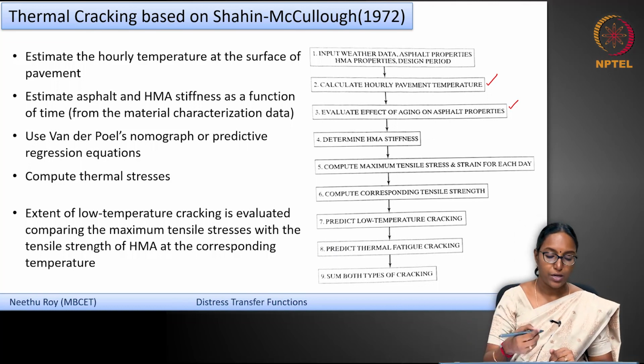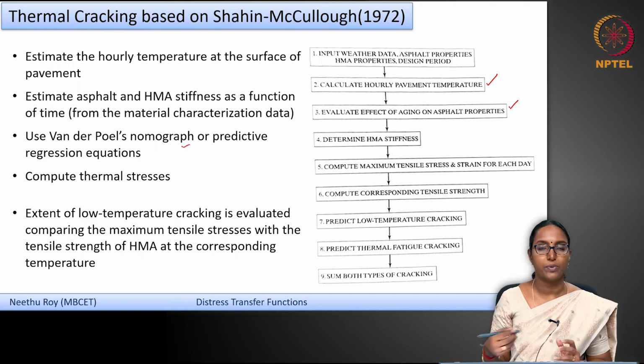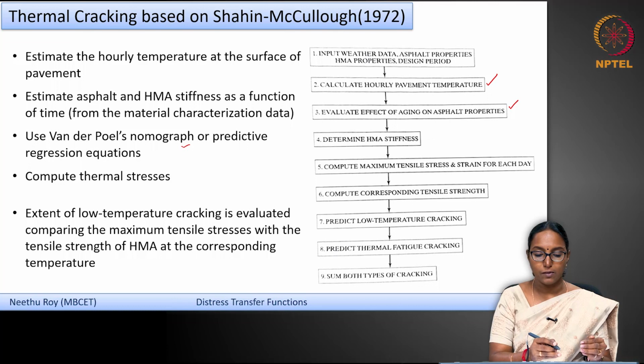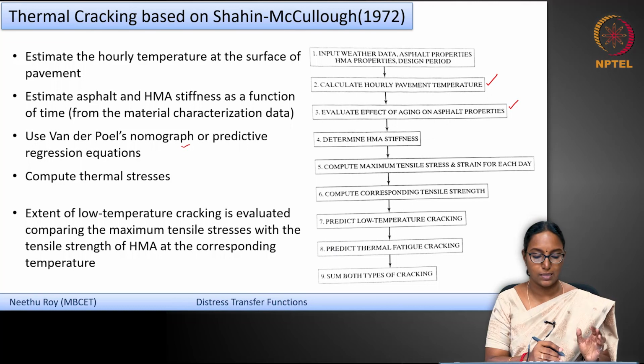Okay. Now, you can use various nomograms which are available. Also, predictive regression equations are available to estimate what is HMA stiffness and so on. I am not going into the details of each one of these, because you can always refer to the mechanical material characterization courses to find out how the stiffness or the material modulus values are estimated.